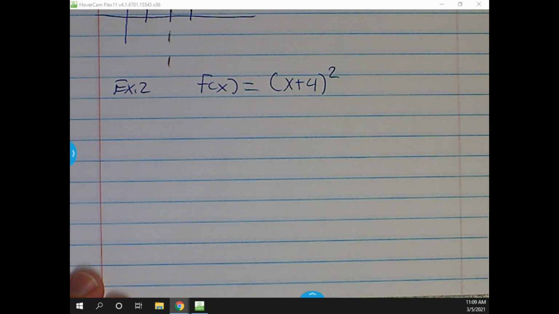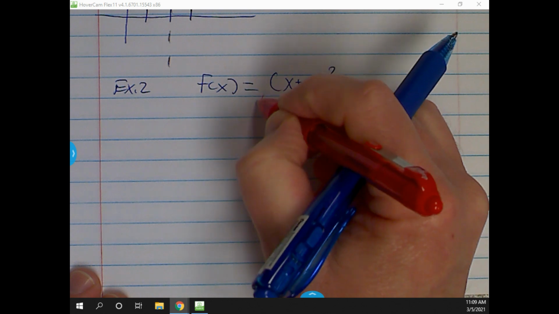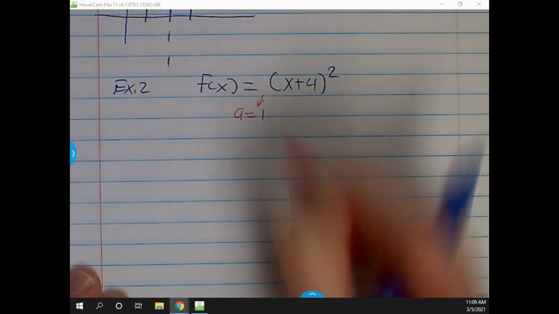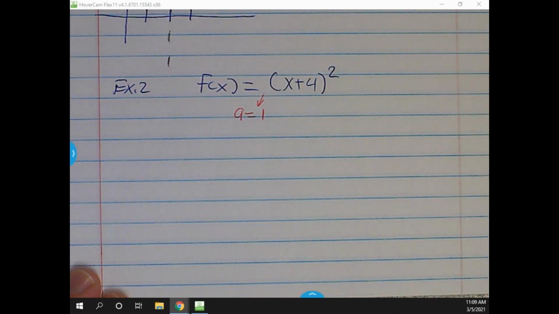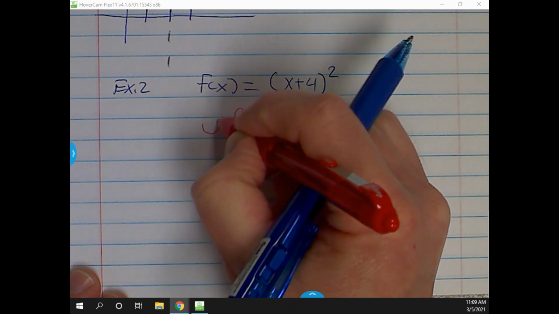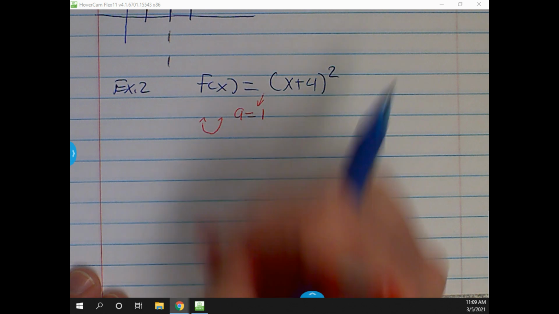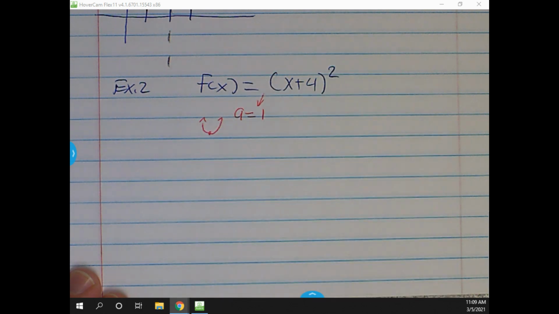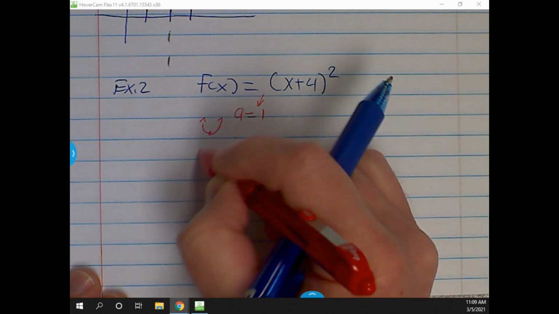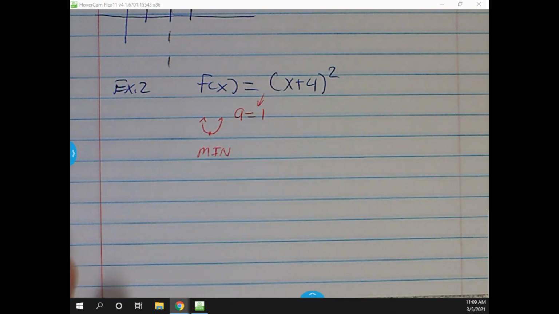Okay, we'll still do all those things that we were doing before. All right, so the a value is 1, which, again, if you want to sketch it real quick, it's got to do something like that. Puts the vertex at the bottom. If it's at the bottom, it's a minimum.